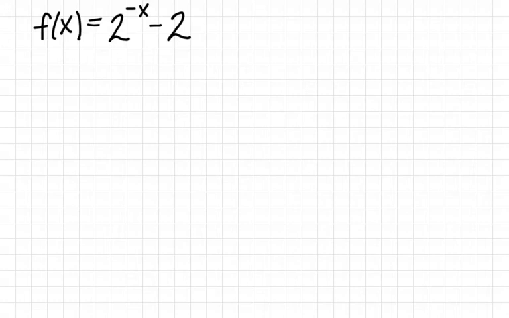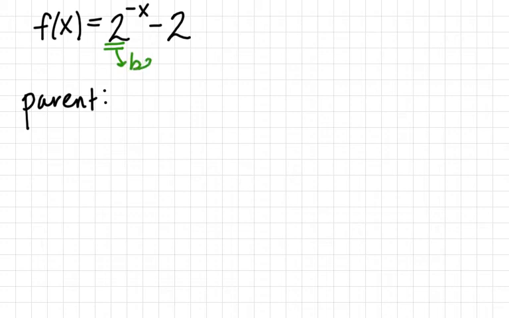So to graph f of x equals 2 to the negative x minus 2, we first want to decide what our parent function is. So start by identifying what the base is for this function. In this case, the base is 2. Remember, the base is whatever number is being raised to the exponent. So our base is a 2.